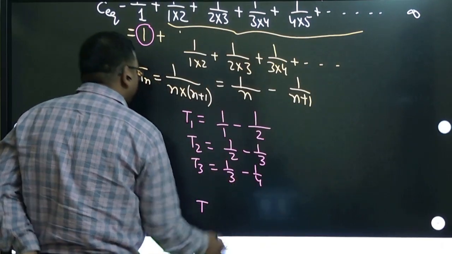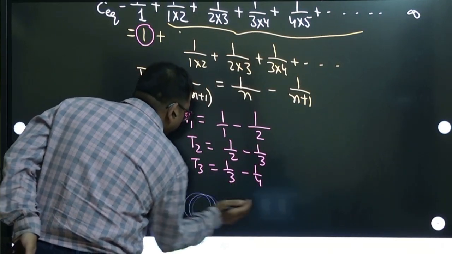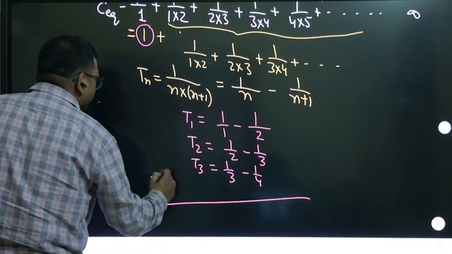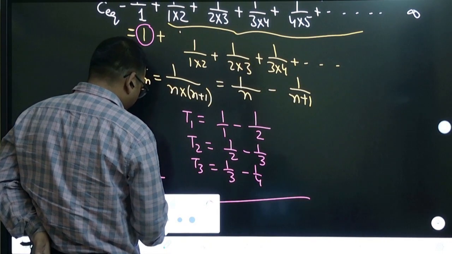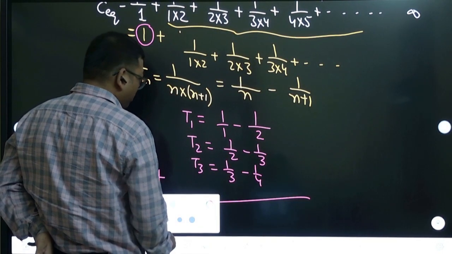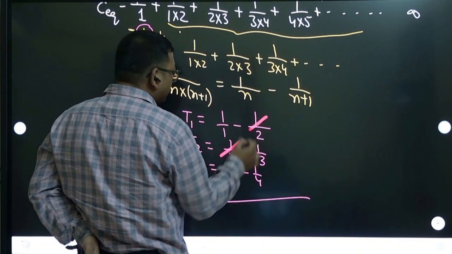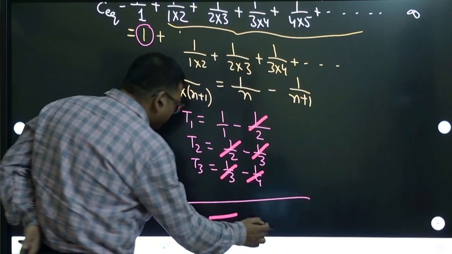Infinity means it is going to very large, infinite thing. Now suppose if you add this, what will happen? Just think about it. It's not very difficult to think. You will see that this term is getting cancelled, this is getting cancelled. All these terms will get cancelled.